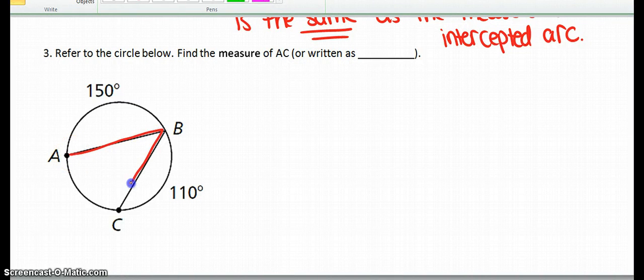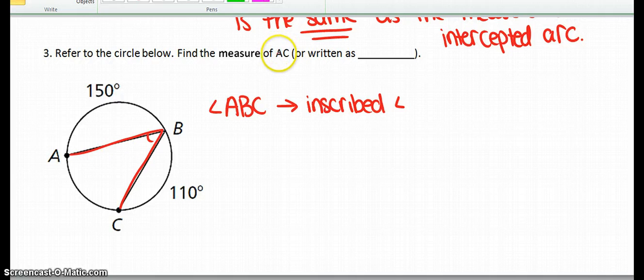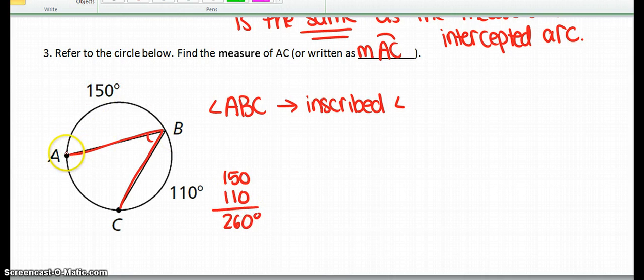So ABC here, this angle ABC, is an inscribed angle. What I want you to do first is find the measure of AC, which is the arc. Okay, or you can write this as the measure, not the angle, but the arc, measure of arc AC. Okay, the way to do that is there are 360 degrees in a circle. So if there are 150 and 110, we have a total of, let's add those up, 260 degrees that are taken up in the circle already. So from here to here is 260 degrees.